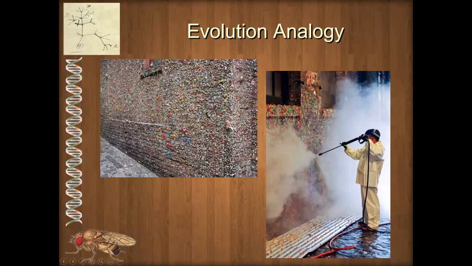By the way, if you can think of a better analogy and want to let me know, by all means do that. I think this one works. So here's how I'm going to use the gum wall. Imagine that the wall itself is like a population of organisms, okay? And a piece of gum is like a mutation.